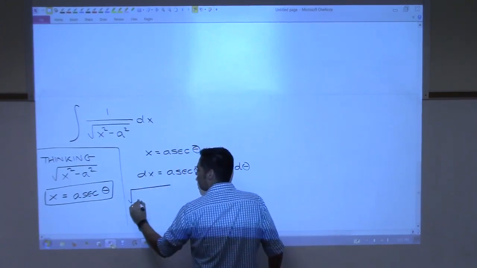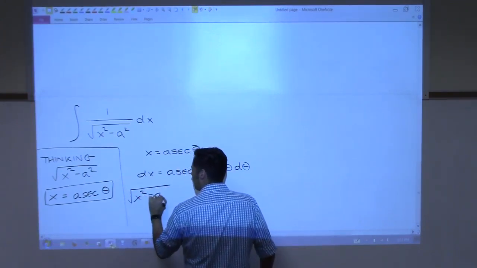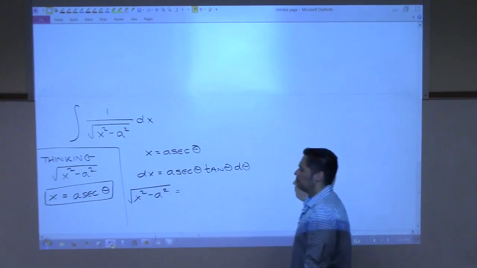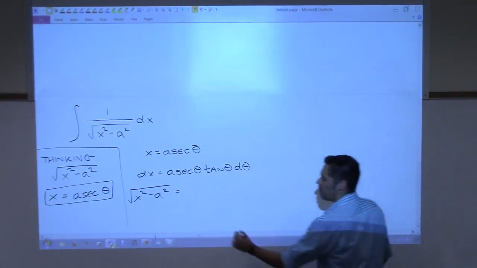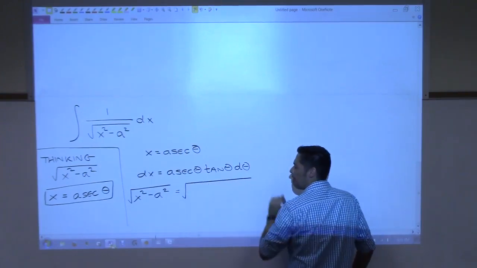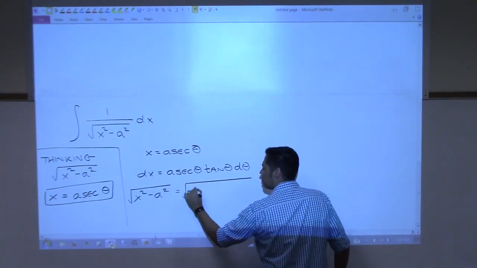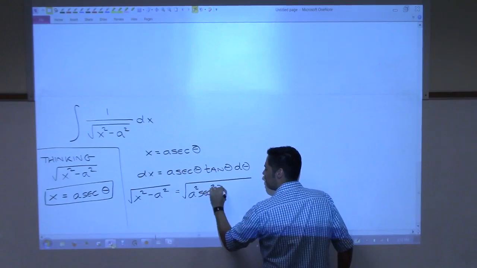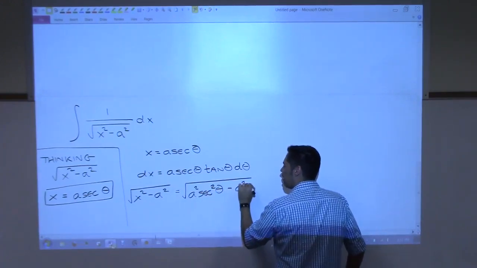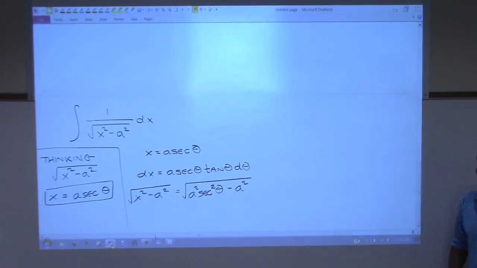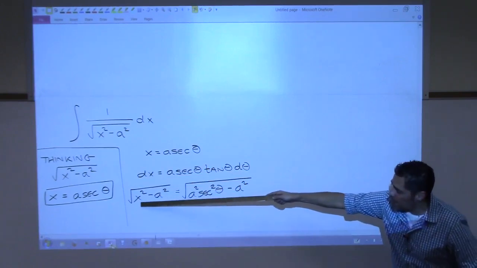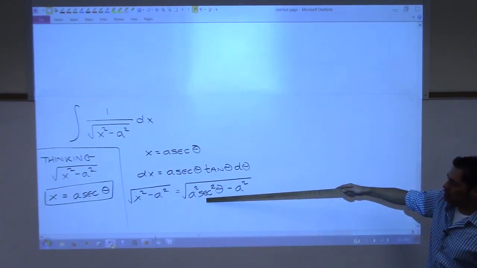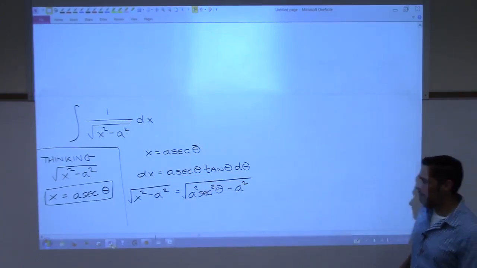And then the square root of x squared minus a squared. So that's the square root of a squared secant squared theta minus a squared. And what would you do at this point? So I took x, right? Here's x. I put it right there. I squared it, and that's what I got. Now, they both have an a squared, so factor out an a squared.